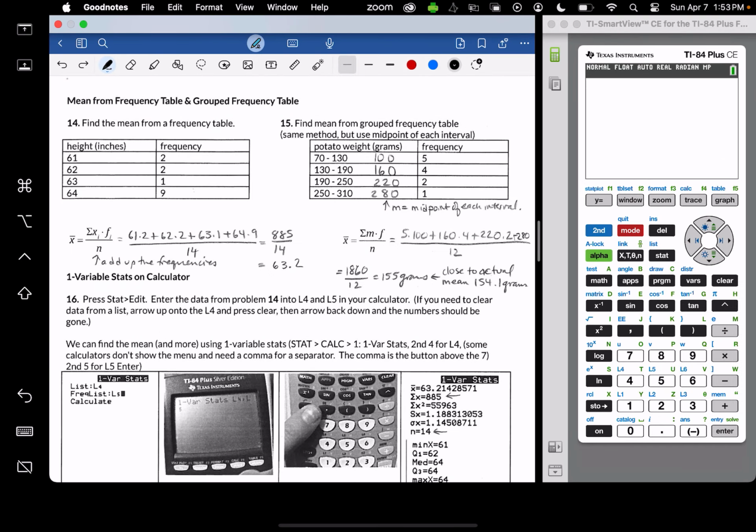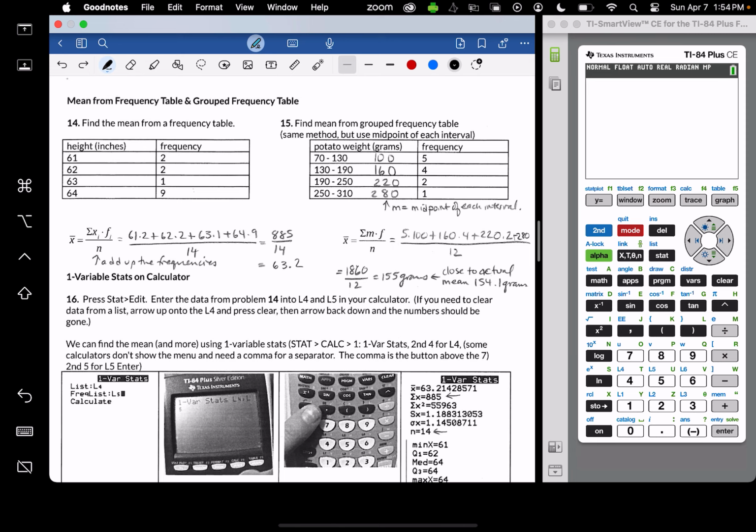This is page 4 of the Chapter 2 activity. I have pulled up the answer key, and on question 4, this is a very simple and short frequency table. It just shows that there are two people that have a height of 61 inches, two with heights of 62 inches, one with height of 63, and a whole bunch of people, 9, with a height of 64 inches.